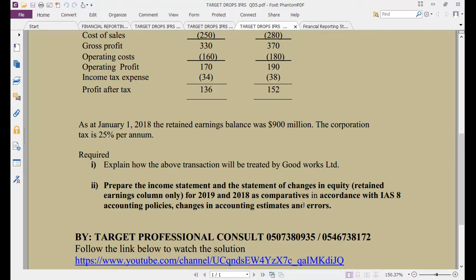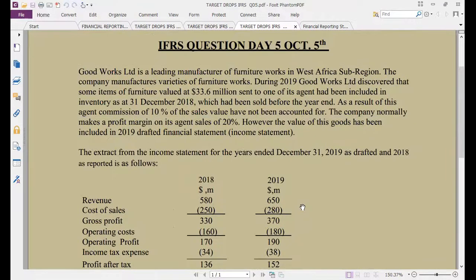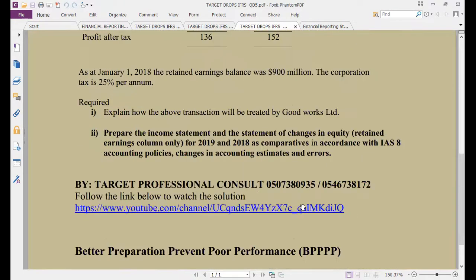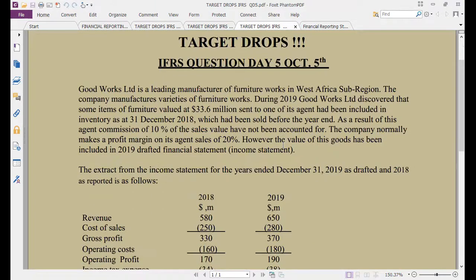When you quote a standard, you have to tell us the meaning. It's against the rule. So if you don't want trouble, don't quote. Okay. Let's go through the question. Once there is comparative information, like when you see the word comparative in a question, then that question might involve a change in accounting policy or a prior period error. Or you can have both.